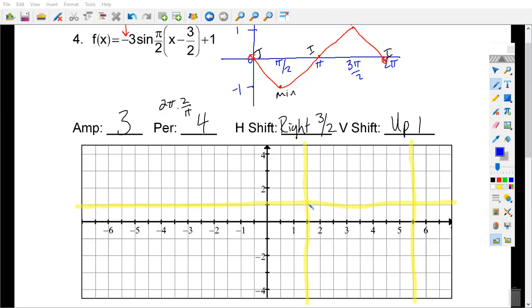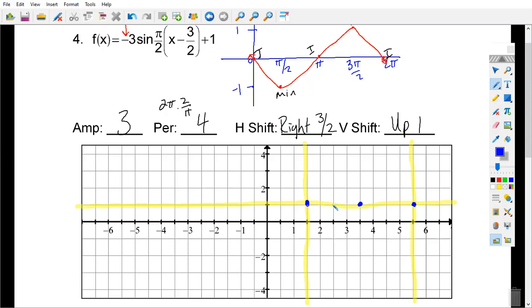Okay, so we know that we start at the intersection of our axis wave and our starting point, right? And we end that way. In the middle, we have another intersection. 1, 2, 3, 4, 5, 6, 7, 8. So in the middle is going to be 1, 2, 3, 4. There we go. My intersections are done. Now I'm going to put in my min and my max. My min is halfway between my first 2 intersections. So that's going to put me at 2.5, 2.5.